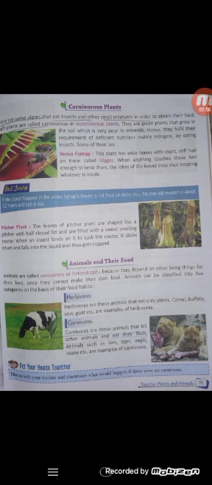are examples of herbivores. Carnivores. Carnivores are those animals that kill other animals and eat their flesh. Animals such as lion, tiger, eagle, snake, etc.